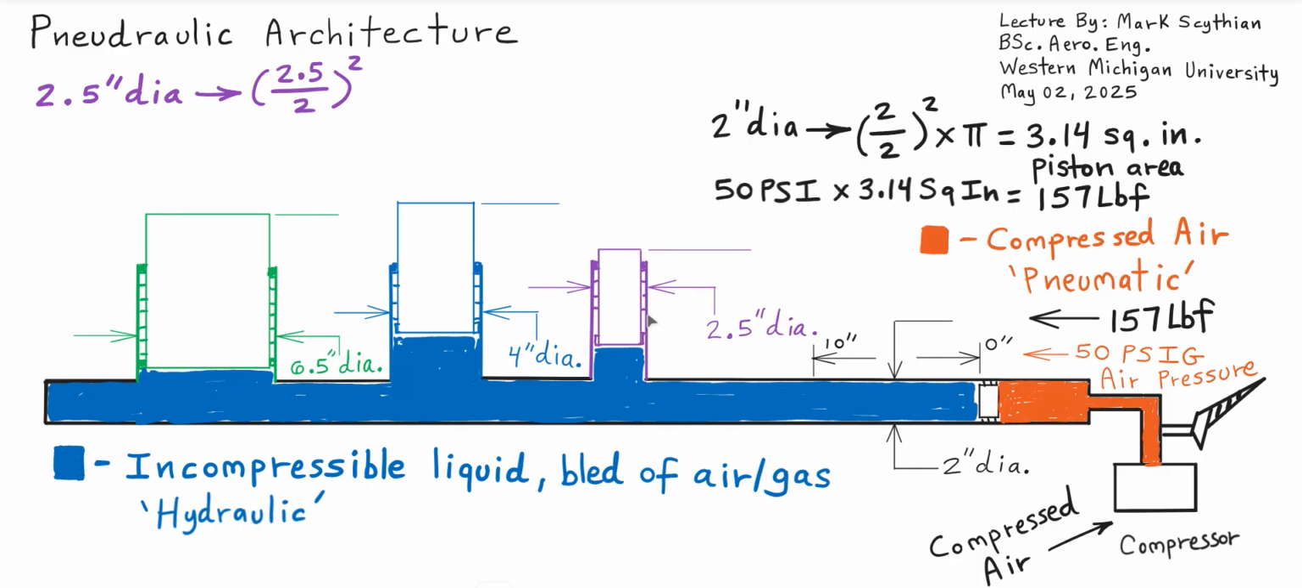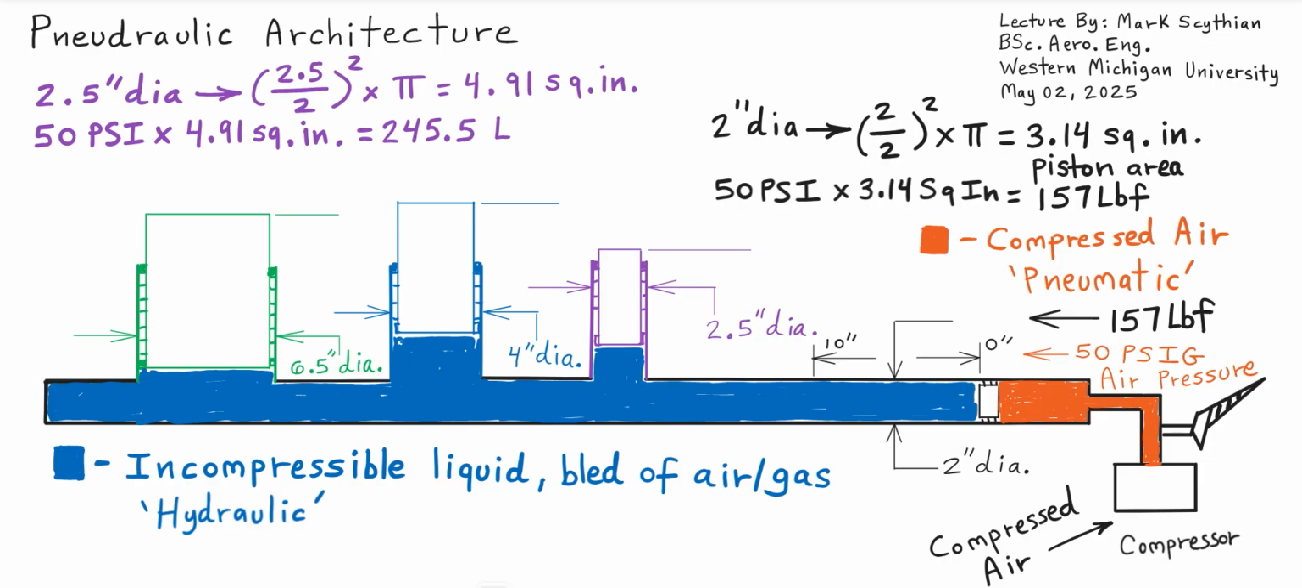So once you solve for the pressure, all you need to do is solve for the area of all the pistons, so 2.5 inch diameter divided by 2, square it for radius times pi. So the purple piston, the first one, 2.5 inch diameter piston, will have a piston area of 4.91 square inches. So we just multiply 50 psi times that value, and then we calculate 245.5 pounds of force.